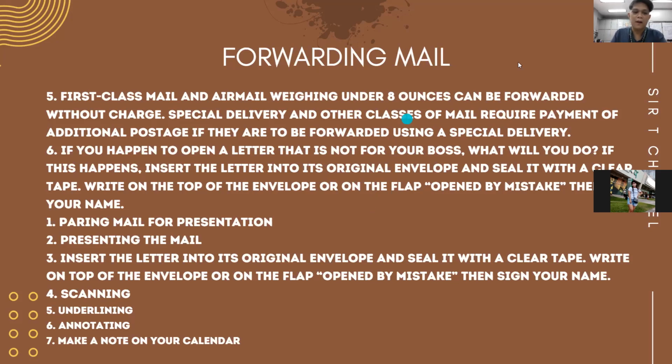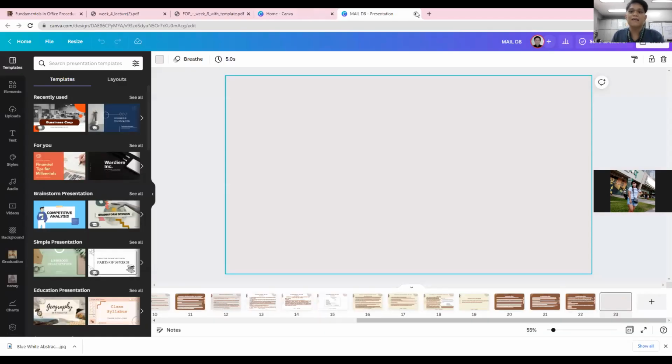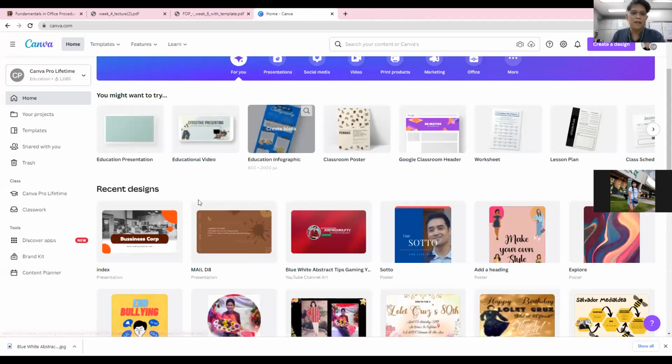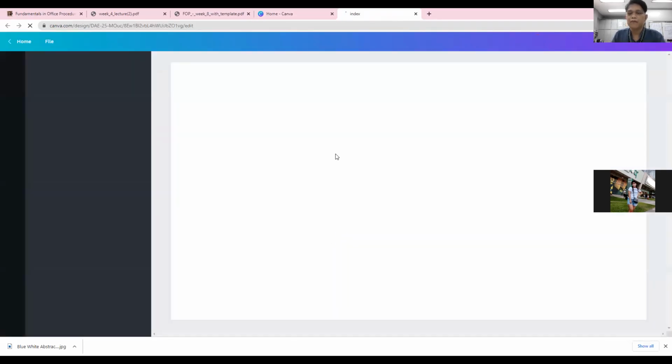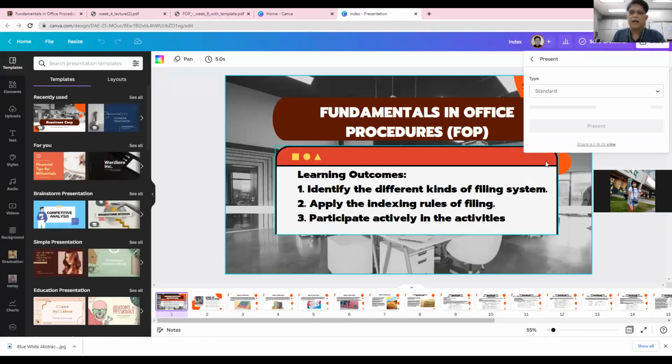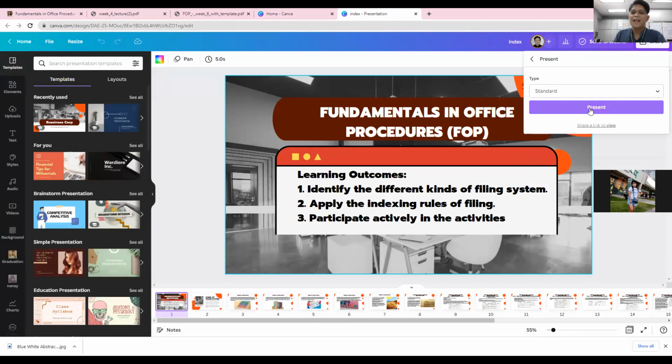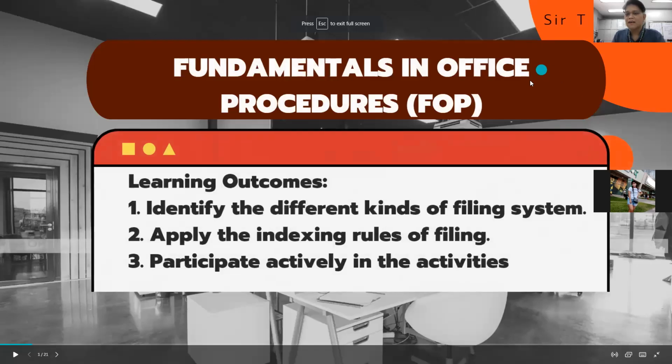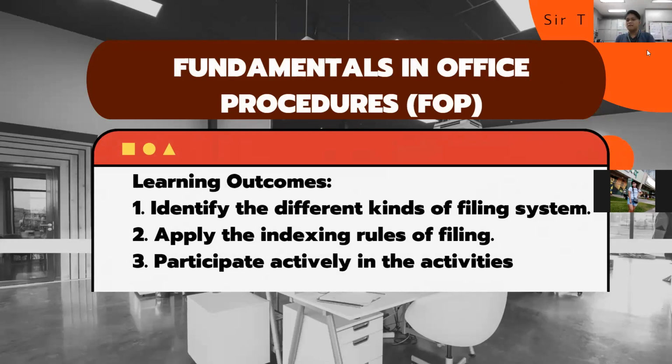Yun na yung mga process natin. Mukhang naka-copy ata na nagkamali ata. Okay, so that will be the end of the slide for the incoming and outgoing mail. Okay, now we will proceed to the next topic. So this is the last topic that we had in our new LMS. All you have to do is to wait for your further announcements in your new LMS.